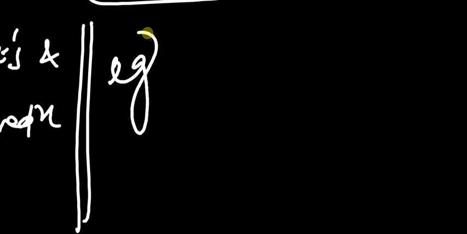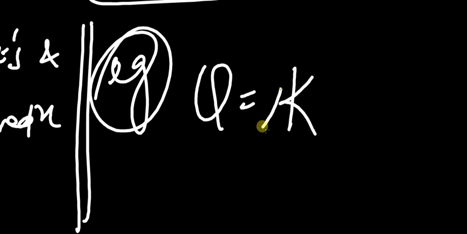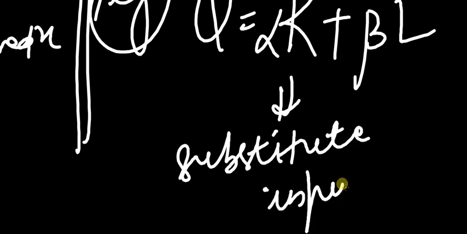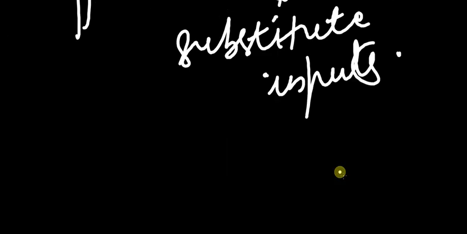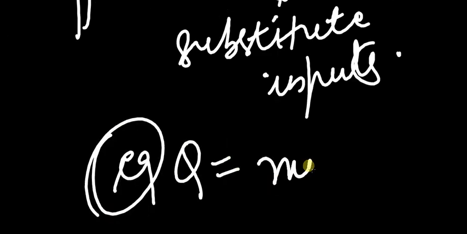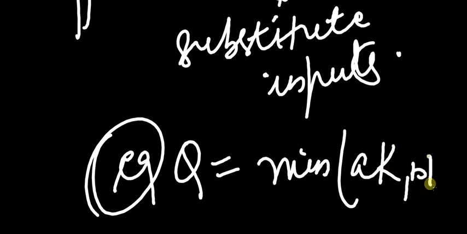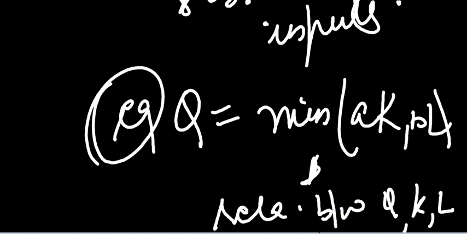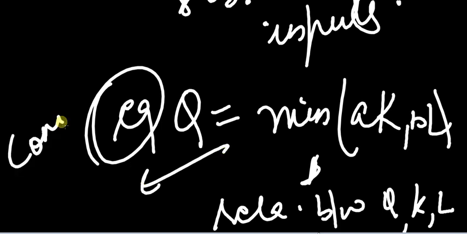Similarly, say output is equal to alpha K plus beta L. This is again showing me some relationship between output, labor and capital. But now this is in the form of substitute inputs. Similarly, I say output is min of AK comma BL. This is again showing me a relationship between output, capital and labor. But now this is in the form of complementary goods. Right?